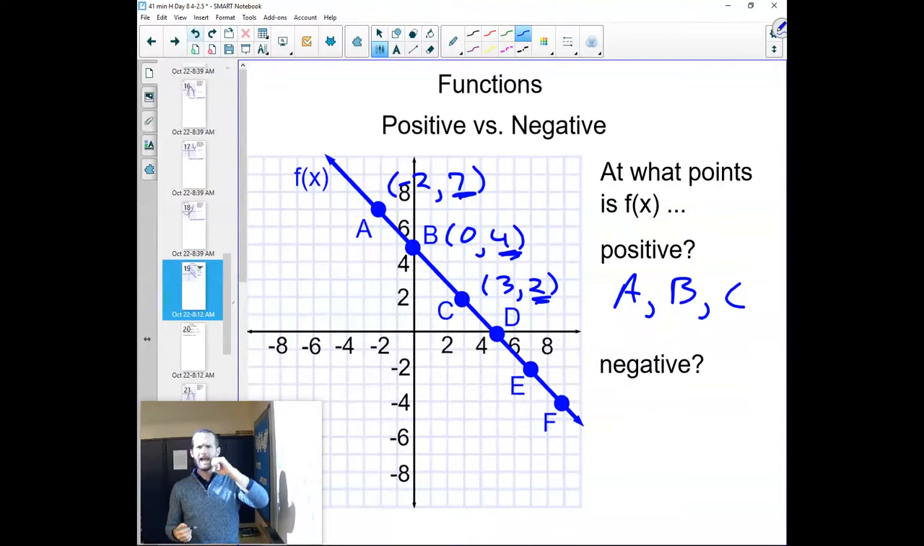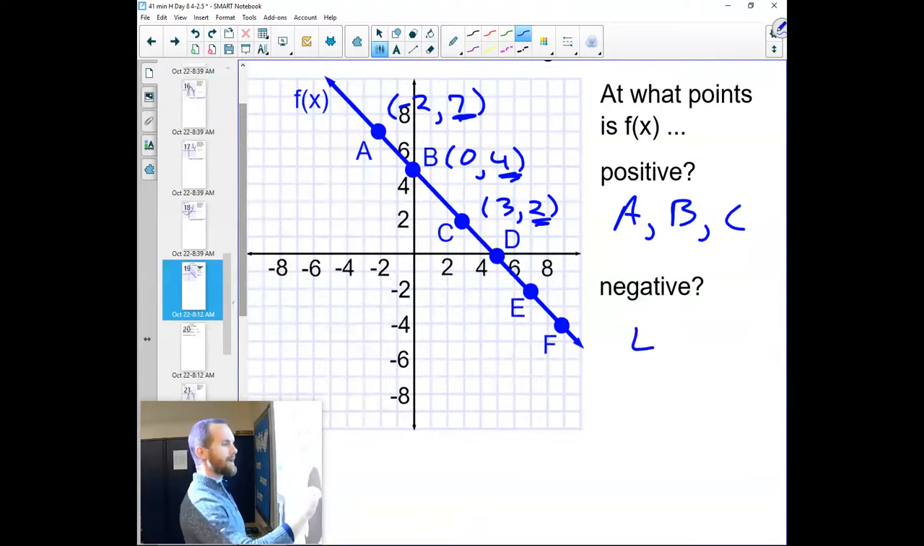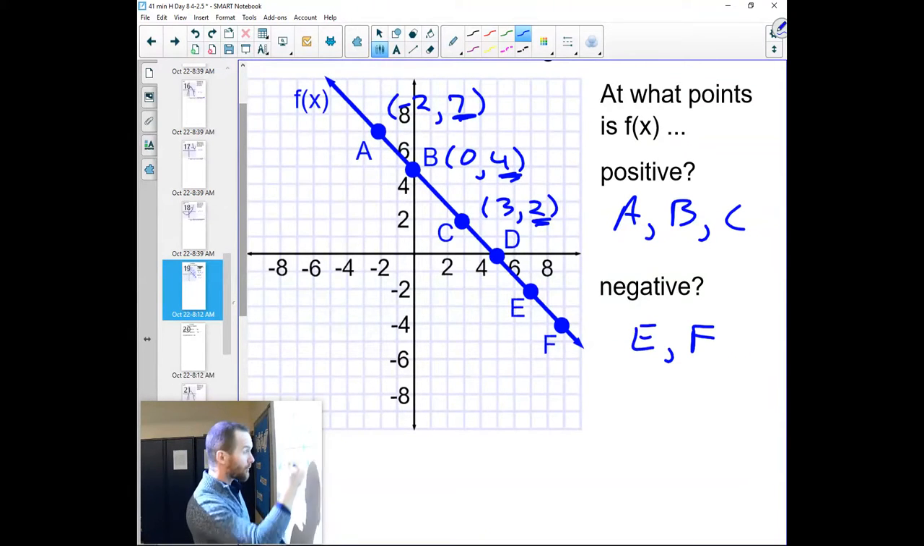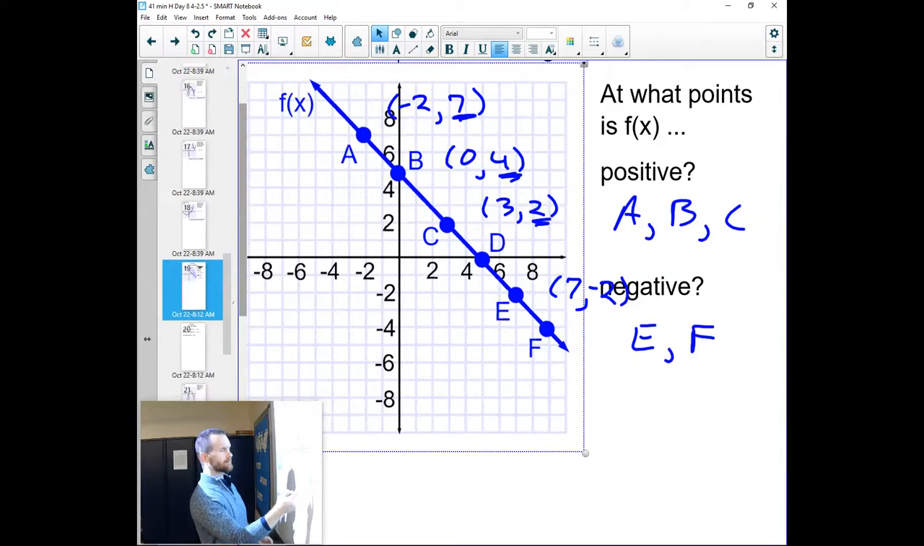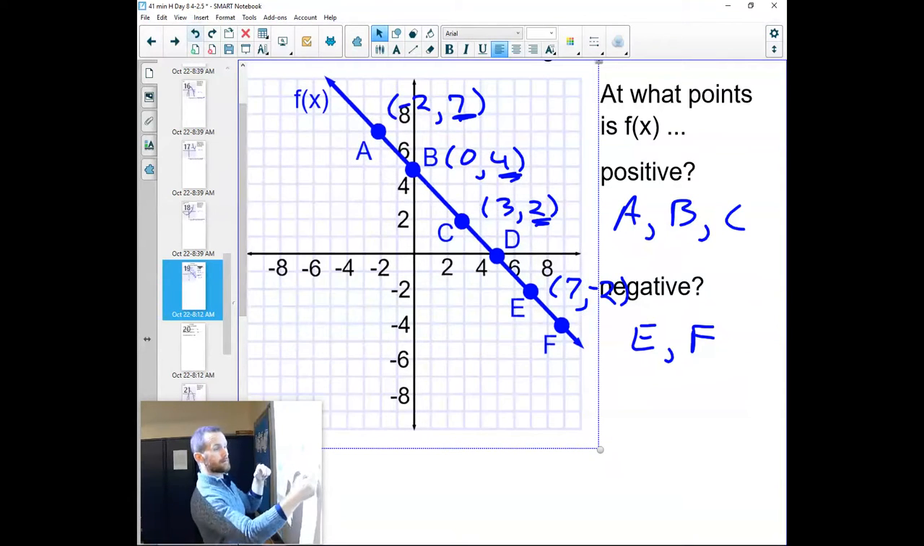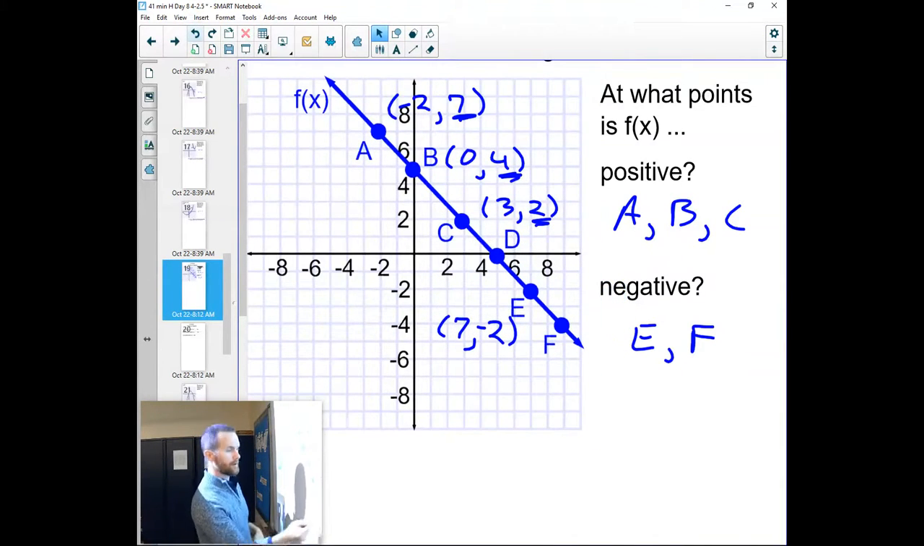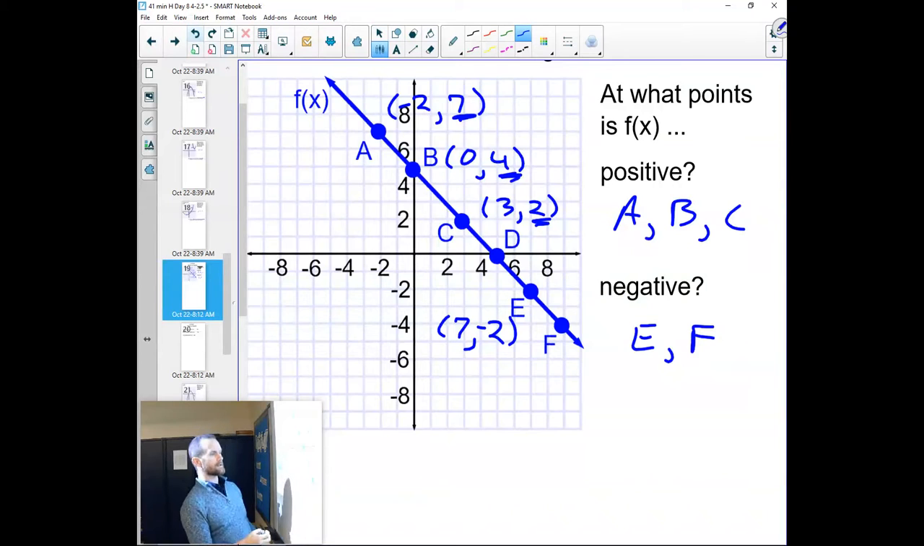Now let's take a look at when f of x is negative. Hopefully you can see, that's when the y values would be negative, so that would be E and F. If you don't believe me, let's just take a look. E is 7, negative 2. Let's move that over so we can actually see it. There we go. And F is 9, negative 4. 9, negative 4, if I'm doing that correct, yeah.